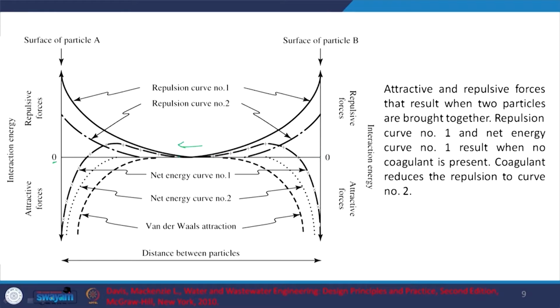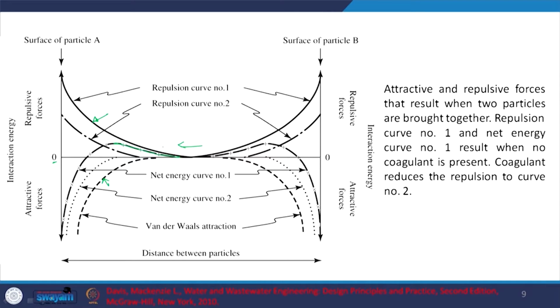So, initially I have this repulsion force, and where is my attraction here, and this is my attraction. As it comes in, the R net is going to be something like this, repulsion is net, and now the particle can't cross this barrier, right. So, it won't come together.